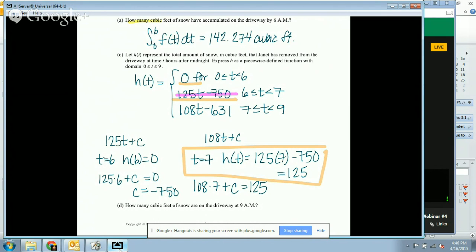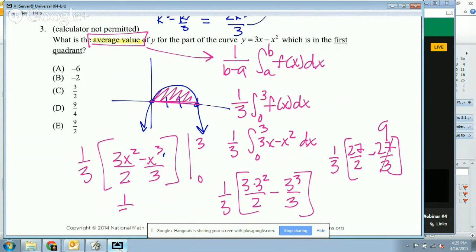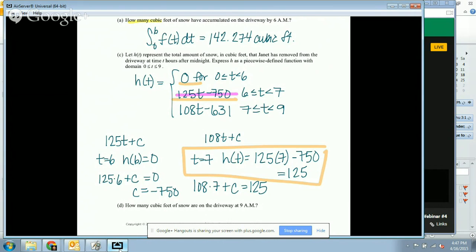Okay, and then they say how many cubic feet of snow are on the driveway at 9 a.m. So remember, we have 2 forces, and when I simplify that out, I know the amount that is accumulated is that integral from 0 to 9 of f of t dt.